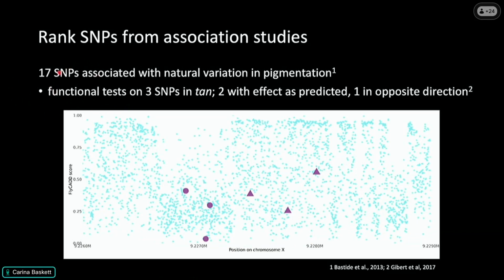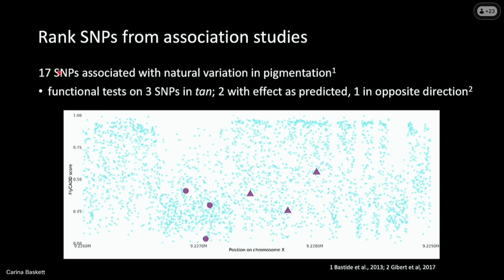So this is a nice number. This is a workable number. And a study that came after this, they actually did functional tests on a couple of these SNPs. And this is really exciting. I think everyone that does functional tests on SNPs should be applauded. And they focused specifically on 3 SNPs located in the cis-regulatory region of TAN.